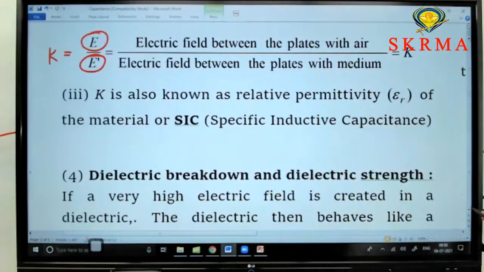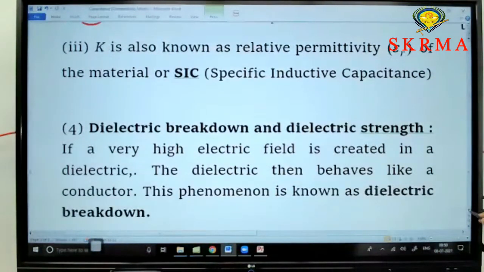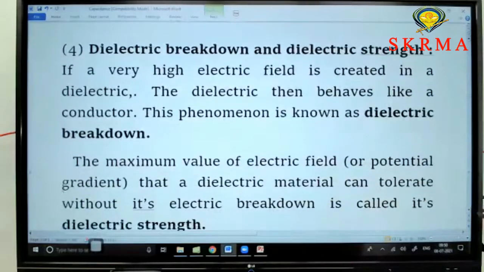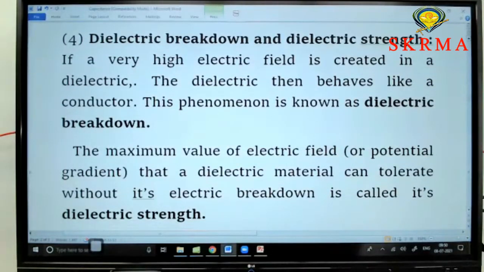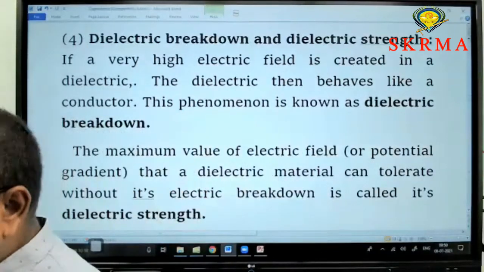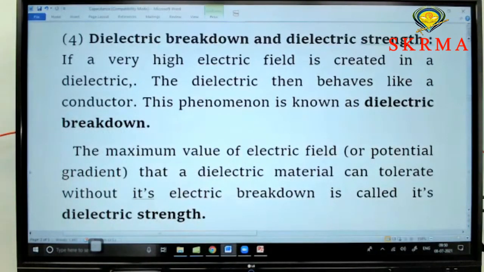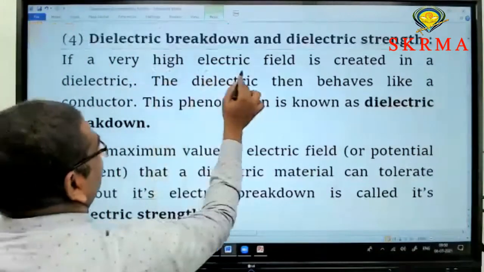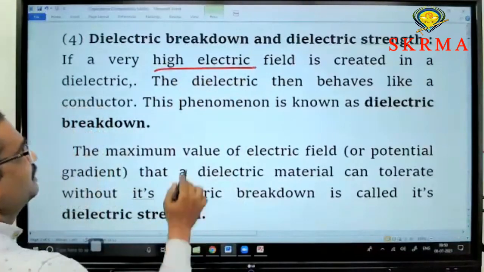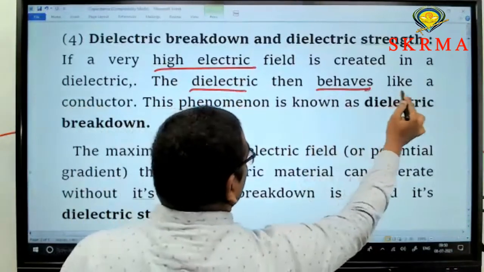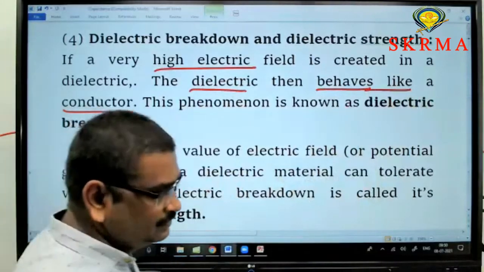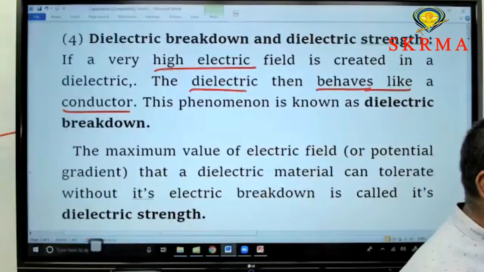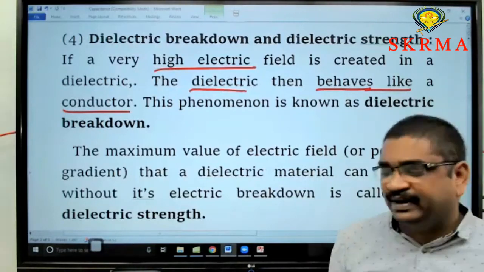Next one, dielectric breakdown or dielectric strength. What is meant by dielectric breakdown? Now go through this one. For very high electric fields, the dielectric behaves like a conductor. That phenomenon is known as dielectric breakdown.